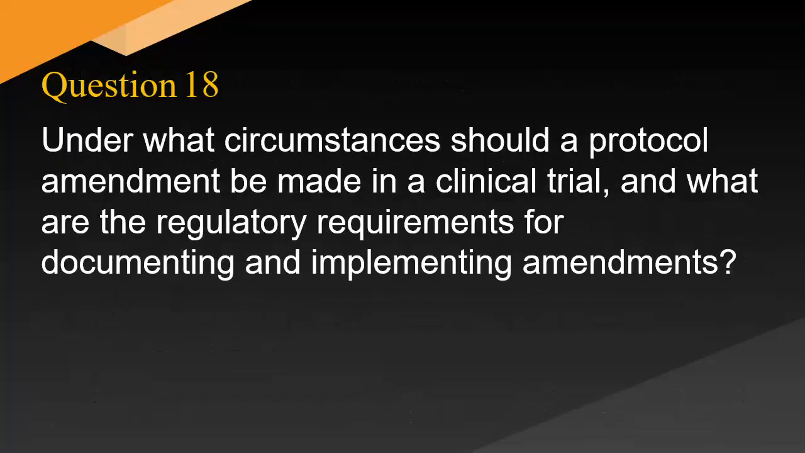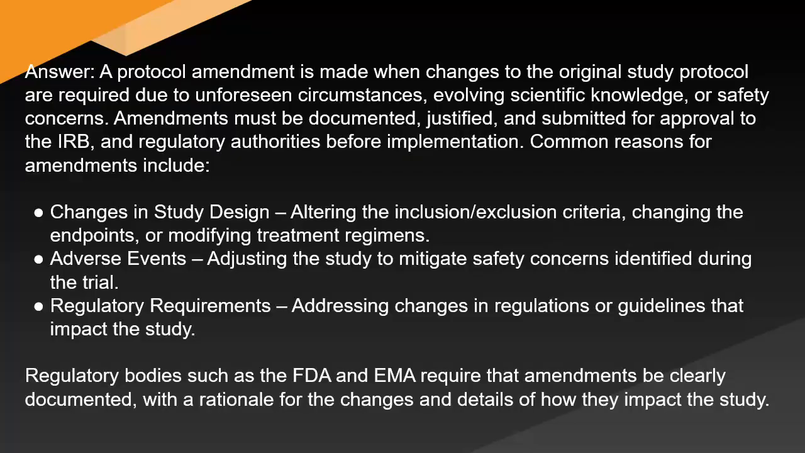Under what circumstances should a protocol amendment be made in a clinical trial, and what are the regulatory requirements for documenting and implementing amendments? Answer: a protocol amendment is made when changes to the original study protocol are required due to unforeseen circumstances involving scientific knowledge or safety concerns. Amendments must be documented, justified, and submitted for approval to the IRB and regulatory authorities before implementation. Common reasons for amendments include changes in study design, altering the inclusion-exclusion criteria, changing the endpoints, or modifying treatment regimens.